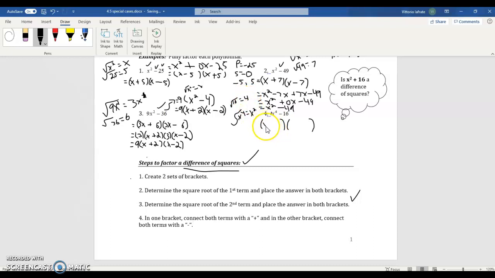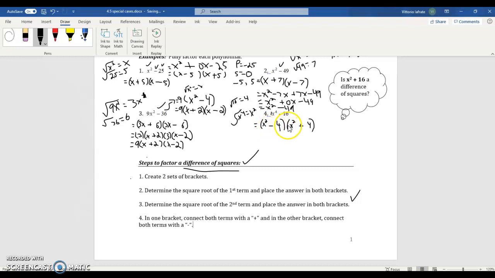So I will have x squared. So be careful there. If you have x to the power of 4, when you square root that, it's x squared and x squared, not x and x. Otherwise, when you re-expand, you will not get x to the 4 again. And then we have our square root of 16 is 4. So we have plus and minus.